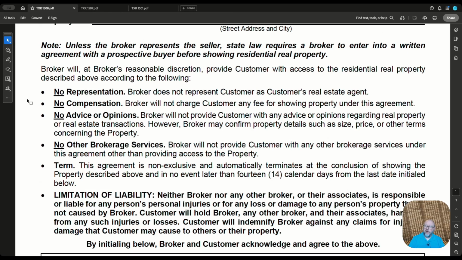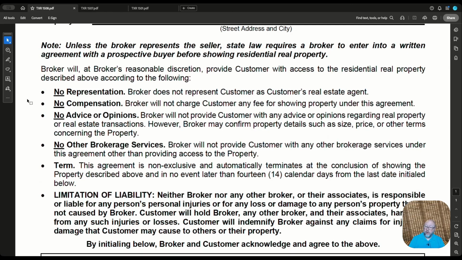No other brokerage services. Broker will not provide customer with any other brokerage services under this agreement other than providing access to the property. That's all you're agreeing to do here, is provide access to the property. This agreement is non-exclusive and automatically terminates at the conclusion of showing the property described above, and in no event later than 14 calendar days from the last date initialed below. So you can sign this and then go out and see a property.